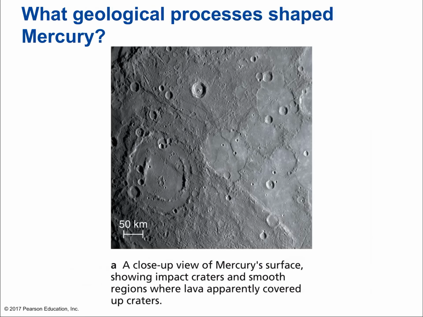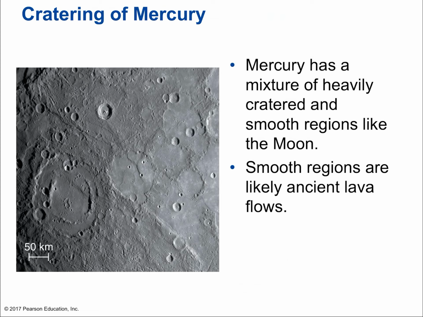So looking at Mercury, here is a close-up view of Mercury's surface showing impact craters in smooth regions where lava apparently covered up craters. So, cratering of Mercury. Mercury has a mixture of heavily cratered and smooth regions, much like the moon. The smooth regions are likely ancient lava flows, much like the moon.